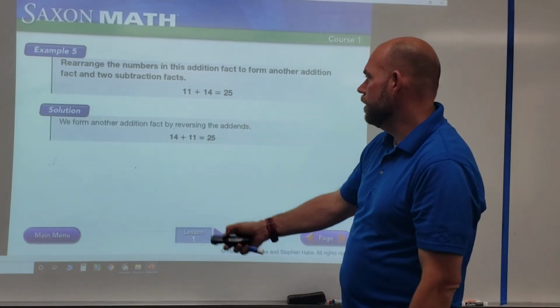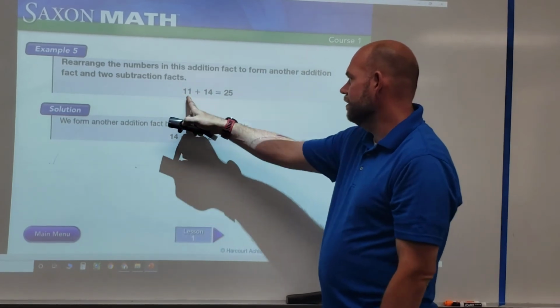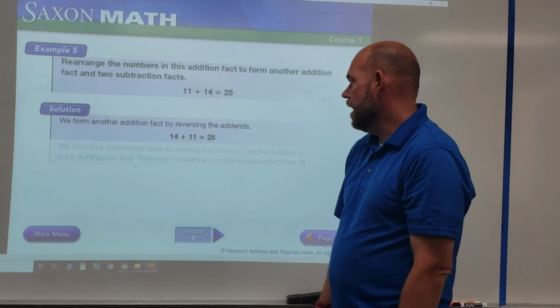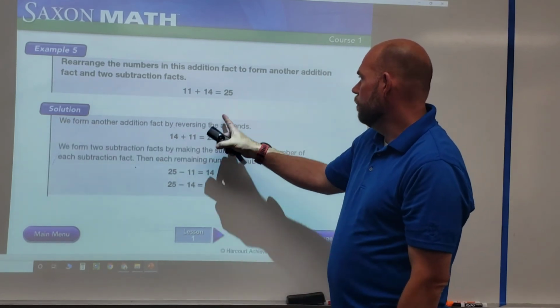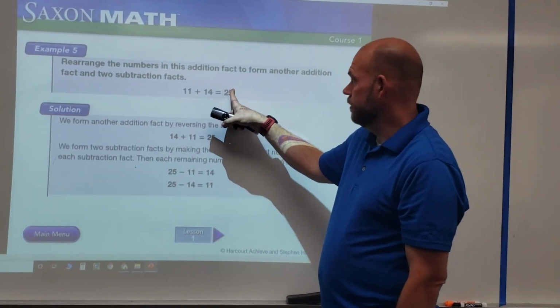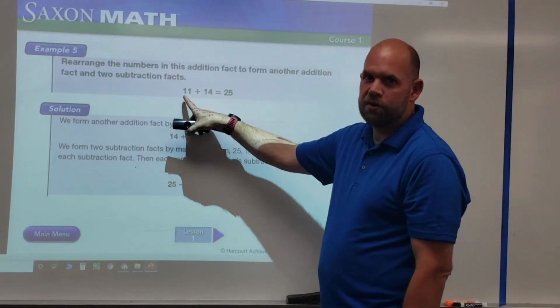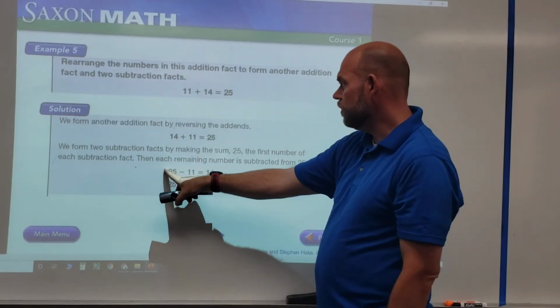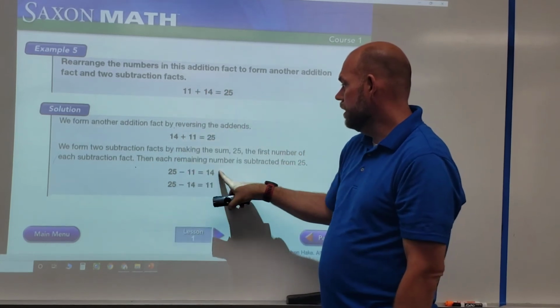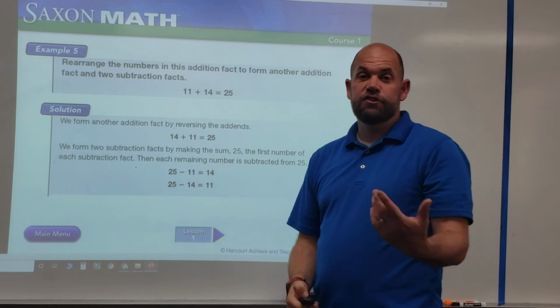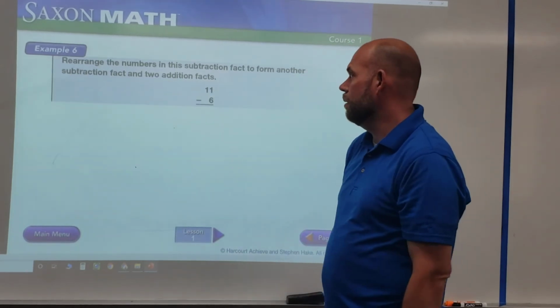So we can form another addition fact by reversing the addends. So instead of 11 plus 14, we could also write it as 14 plus 11. And then for our subtraction problems, we can take the sum and subtract one of the addends. So 25 minus 14 equals 11, and 25 minus 11 equals 14. So that's just 2 different ways to write the same problem.